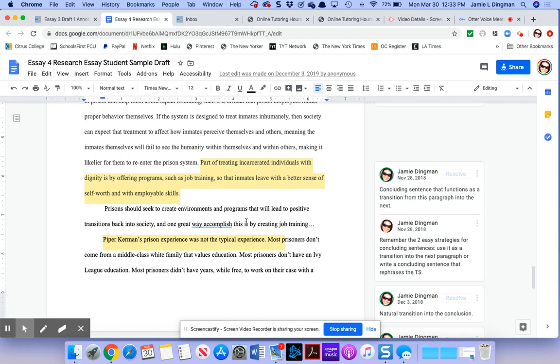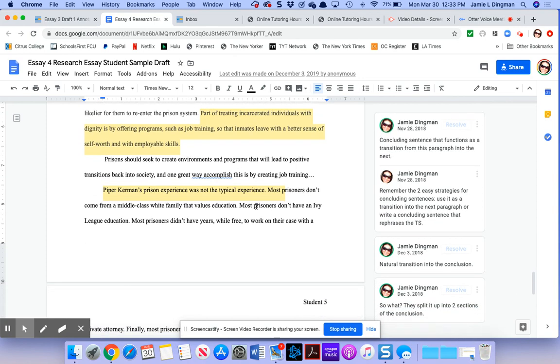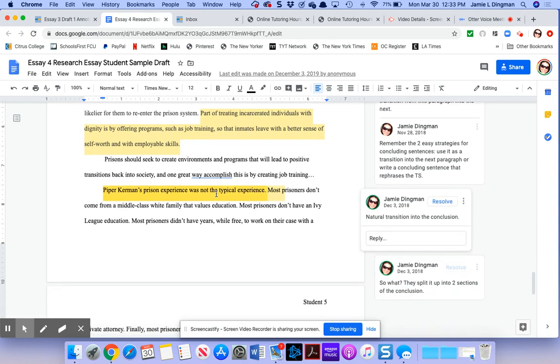If you've ever been told that your writing is choppy or it's lacking flow, this is a technique, right? Is to transition with a concluding sentence that previews the next paragraph, that previews the next topic sentence idea. Okay. And then here we start this person's conclusion.